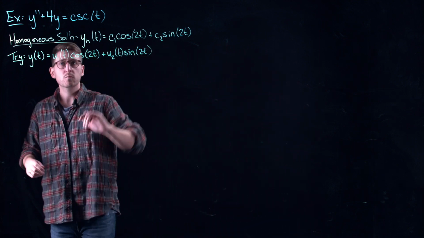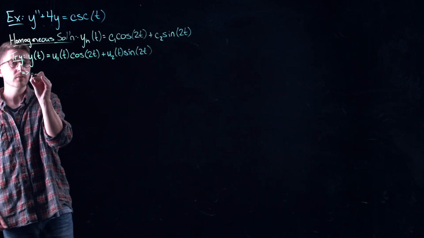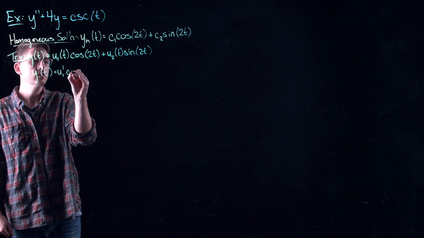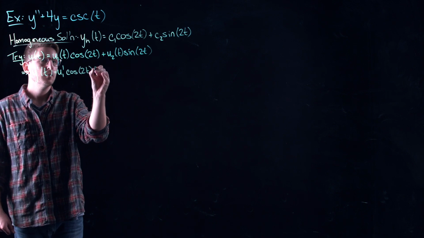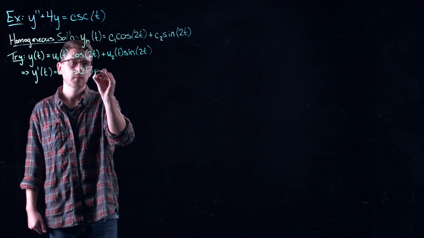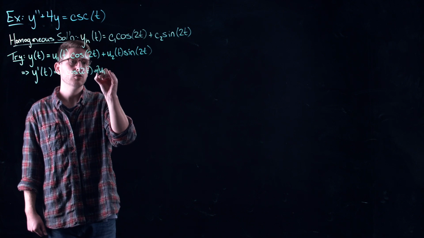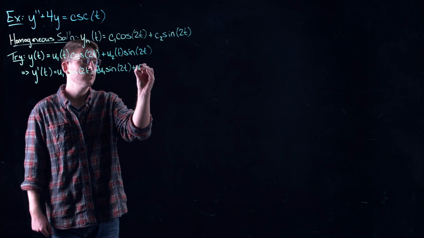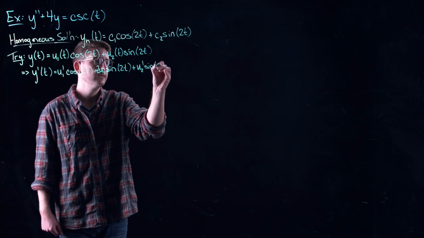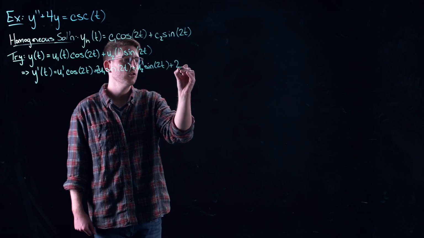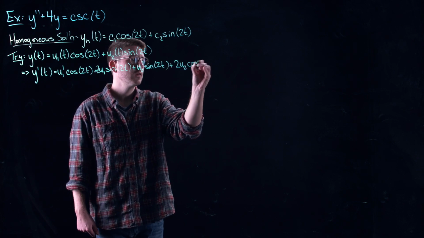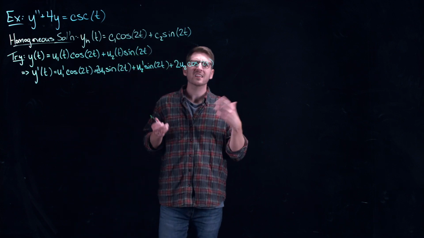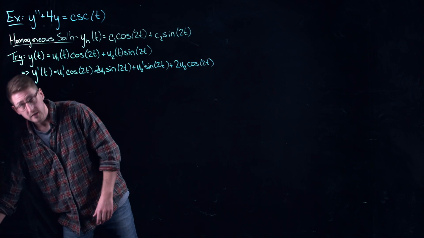Okay, let's run with this for a moment. Let's take a derivative, y prime of t. This is going to give me u1 prime cos of 2t, minus 2u1 sine of 2t, plus u2 prime sine of 2t, and then plus 2u2 cos of 2t. So all I did was take a derivative here. Now you can see things are starting to get a little hairy. They're getting a little ugly.